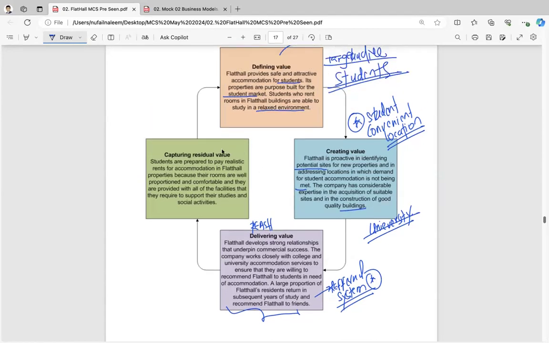The next one, capturing residual value. Here, students, we come to the profit area. Now, finally, after we create value, we have to design a model which will also give us profitability, money. If you observe organizations like Facebook, we as consumers use Facebook thinking it is free. But at the end of the day, they effectively captured their value, not from consumers, but from consumers' content.